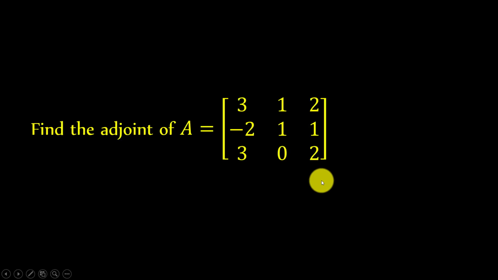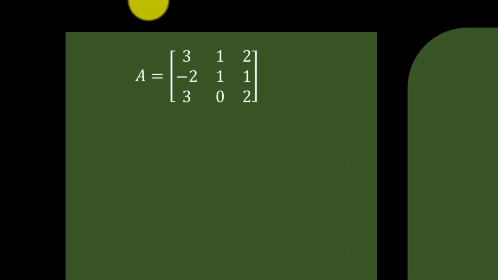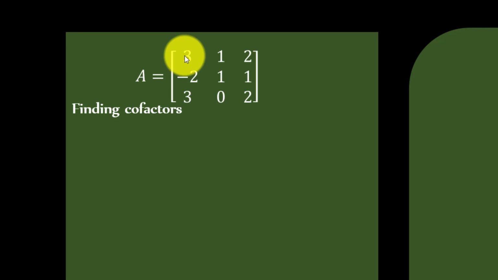This is about the adjoint of a 3 into 3 matrix. To find the adjoint of the given matrix, we have to find the cofactors of the given matrix first of all. This is the given matrix, and we know that there are 3 rows and 3 columns. We have to find the cofactor of each element.